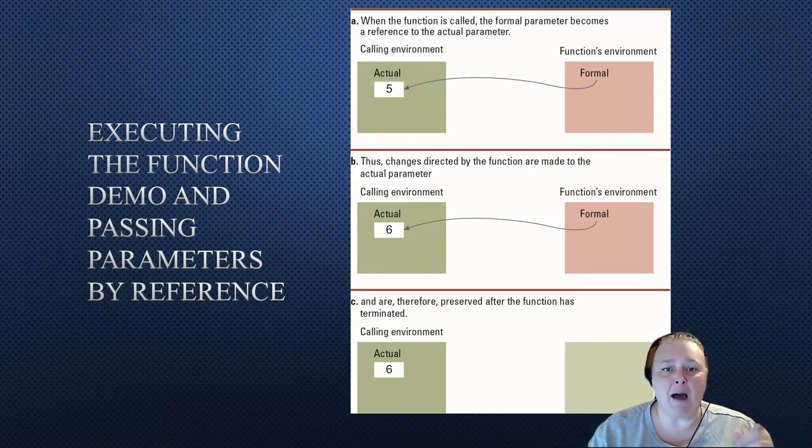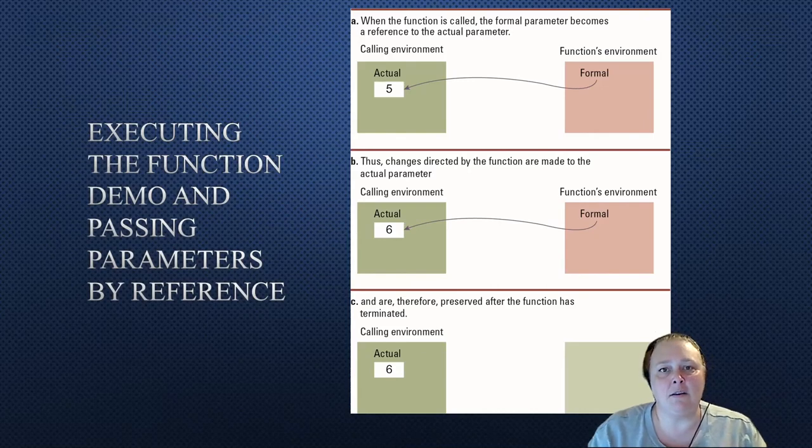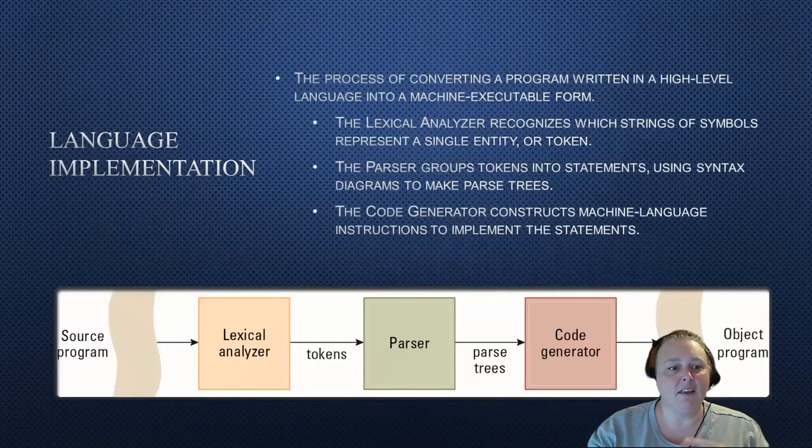In the formal box, there's no longer a box there with the number 5 and then the number 6 and then it's gone. It's actually using the variable that's in the program that sent it. So remember, it's using the same variable and it's not using a copy.